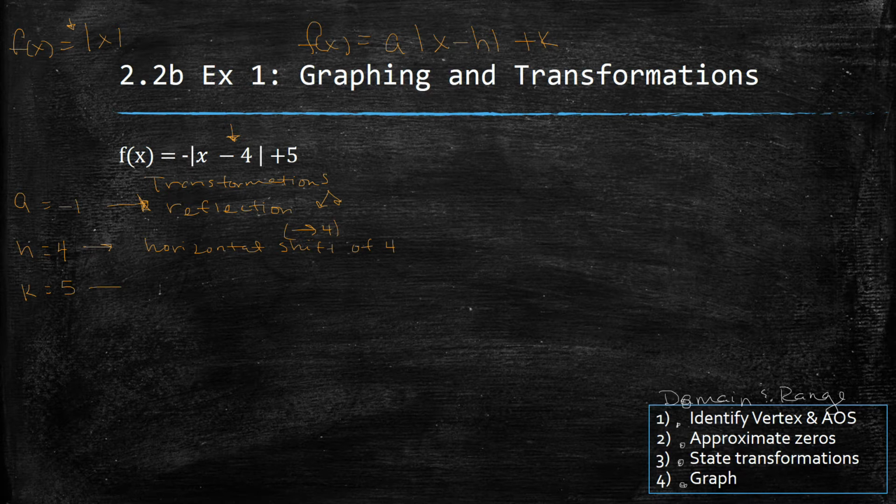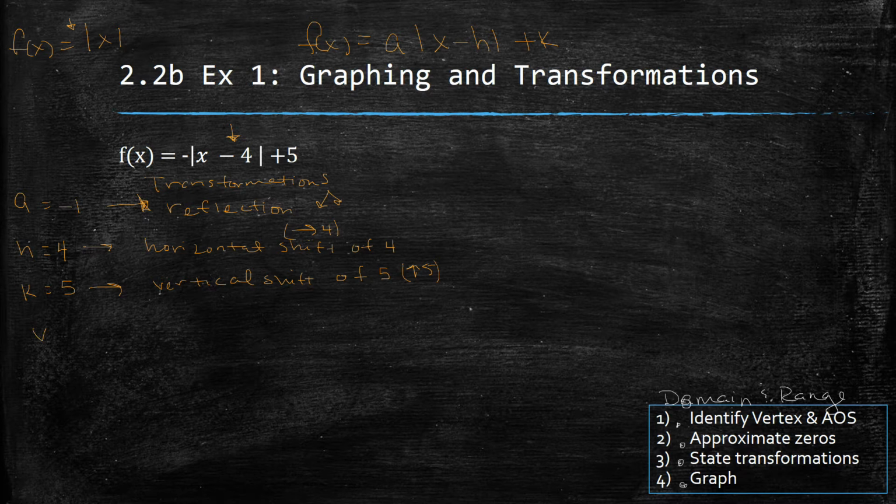K is +5, that doesn't change. K is our vertical translation, so we have a vertical shift of +5, which means it's going to shift up 5 units. Okay, so you can shorthand it up 5. A positive h is to the right, a negative h is going to be to the left. So that's it for our transformations.